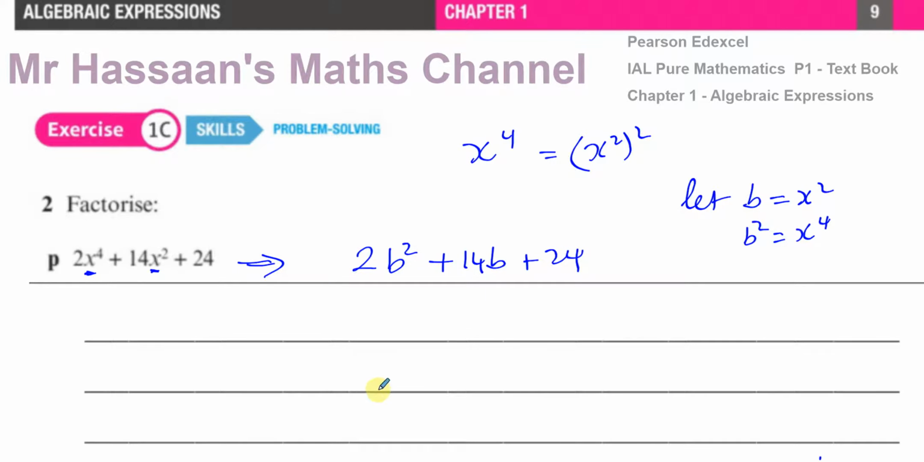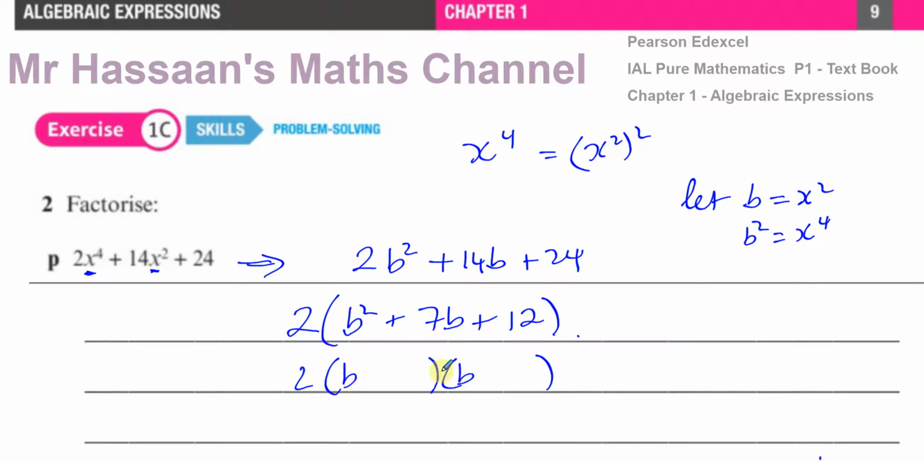So we can factorize it in terms of b, and then replace what we have in terms of b with what x is. We know that the best way to factorize something like this is to take out the common factor, which is 2. Then you're left with b squared plus 7b plus half of 24, which is 12. And this is a simple factorization where this goes into 2 brackets. You've got a b here and a b here, and you have to find 2 numbers that multiply to give you 12 and add to give you 7. Well, that's 3 and 4. So b plus 3 and b plus 4.